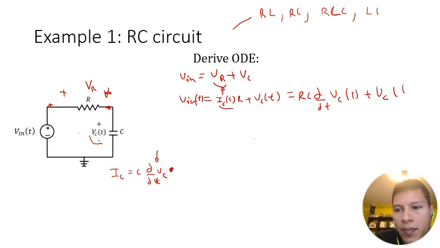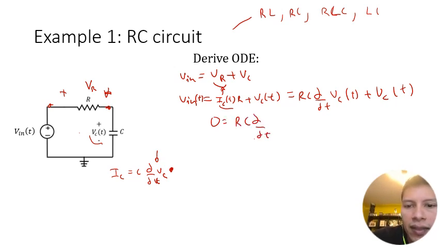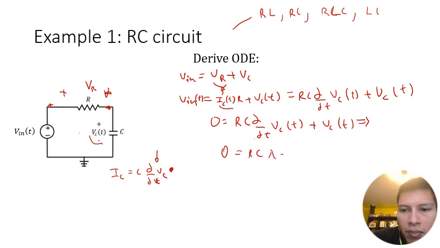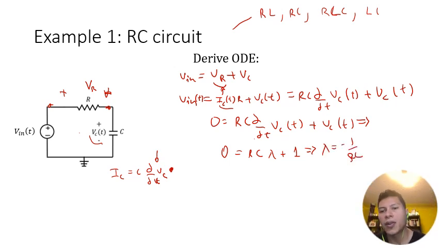plus Vc(t). And then if we wanted to find our homogeneous solution, we would get that 0 equals RC d/dt Vc(t) plus Vc(t). So that's going to give us our characteristic polynomial, which is just 0 equals RC lambda plus 1, which gives us that lambda equals negative 1 over RC. So the time constant, or the lambda, for this particular circuit is equal to negative 1 over RC.